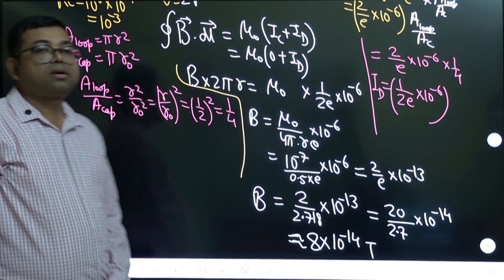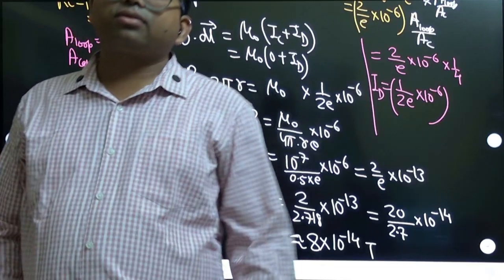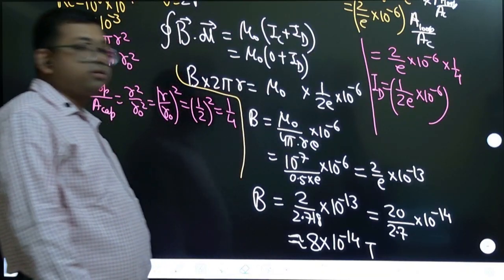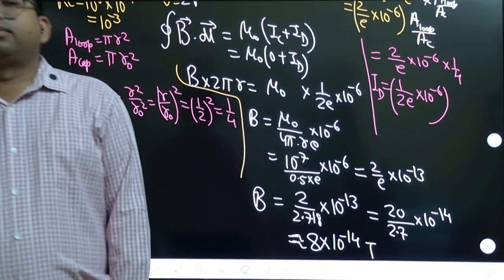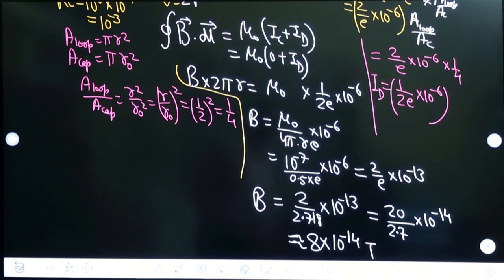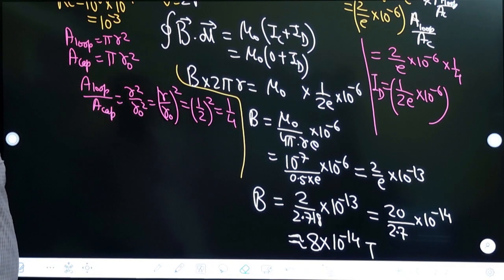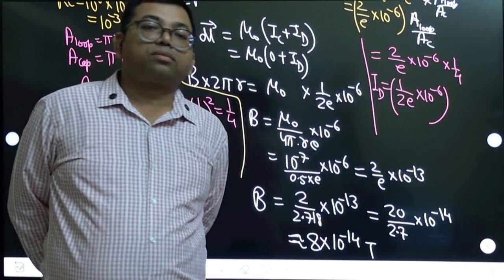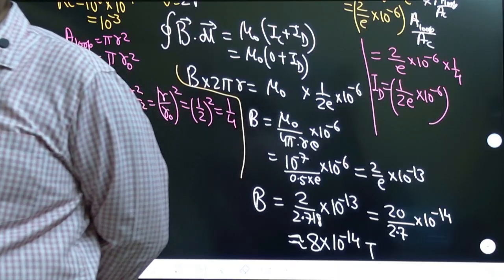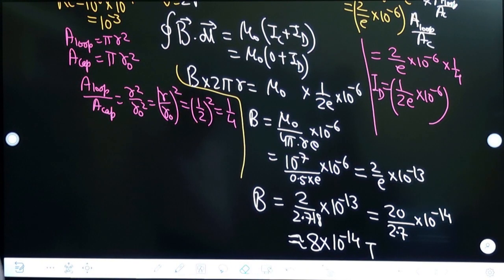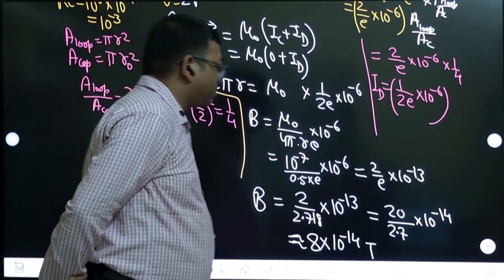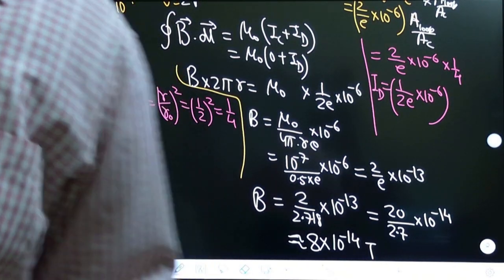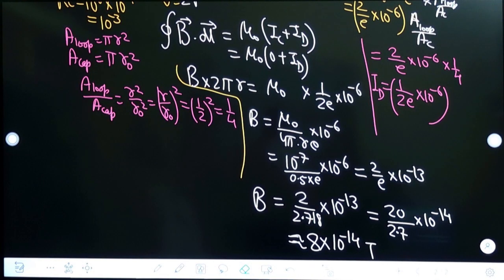Yes? Clear? Are you getting this? Calculation you can take care of. If one digit after decimal, I can do that. It may come 7.9 or something, but I have just taken up to one digit, 8 into 10 to the power minus 14. Clear? Anyone any doubt in this? Tell me. Anyone any issue in this problem?